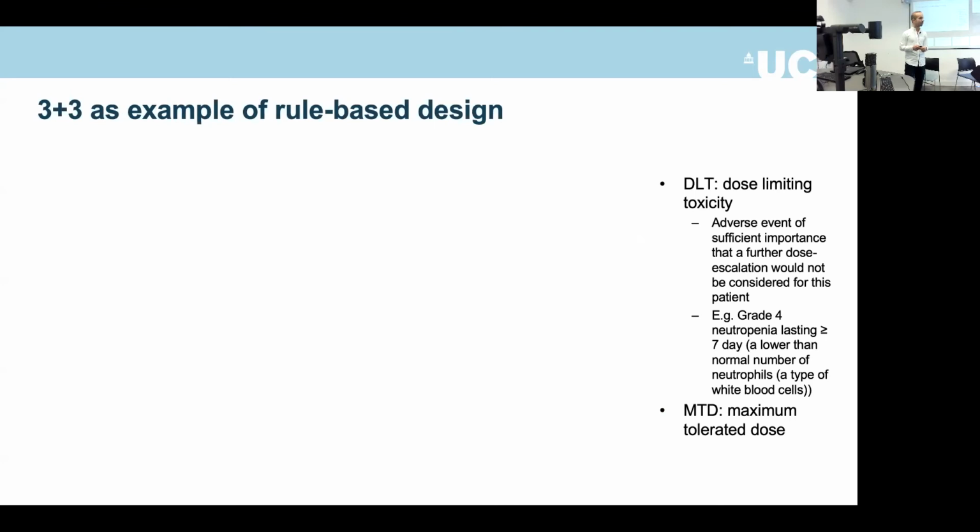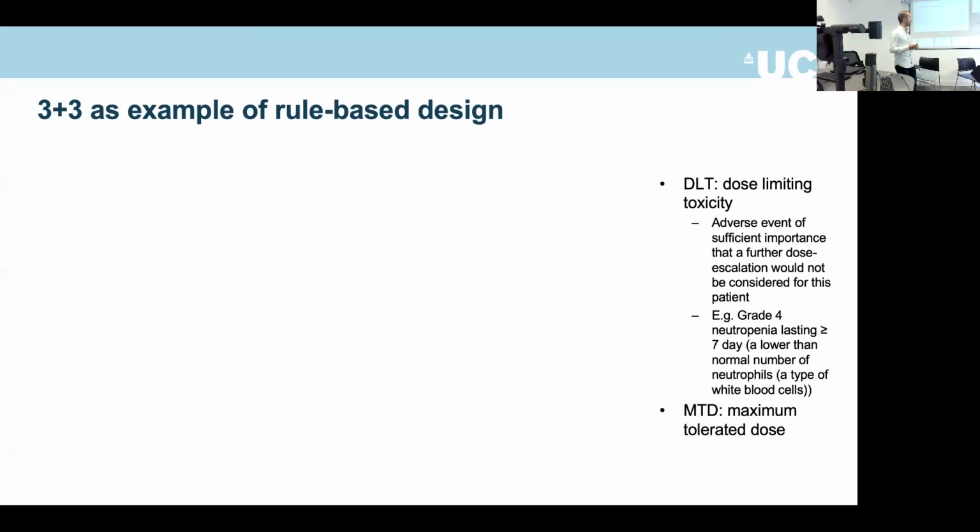3+3 is an example of rule-based design. Before I introduce the 3+3, I'll just speak a bit about the terminology in the field. DLTs are dose-limiting toxicities. These are adverse events of sufficient importance that you would not further escalate inside a patient. An example would be what we call grade 4 neutropenia, on a scale from 1 to 5, which would last for more than 7 days.